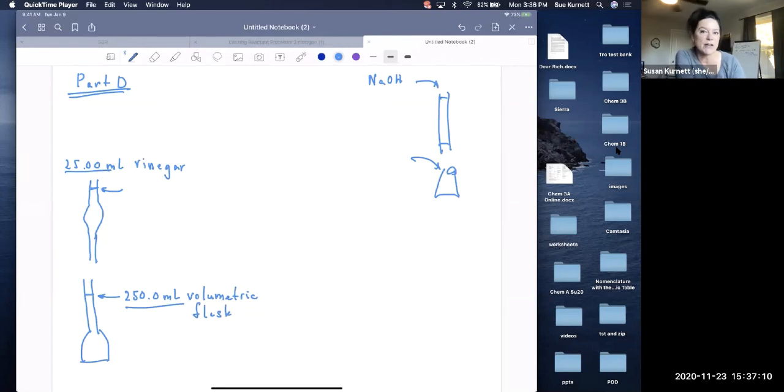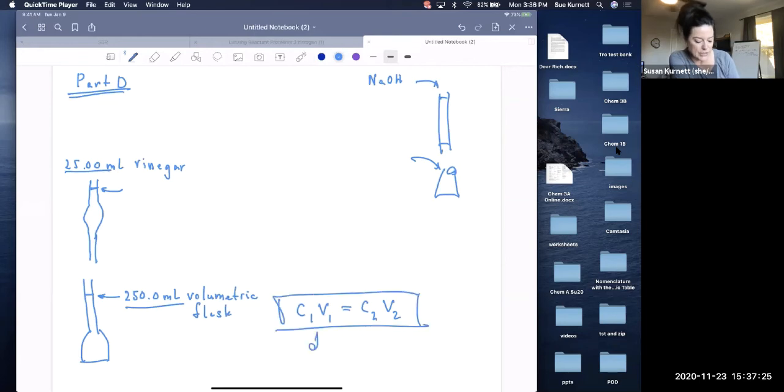Once we come up with our concentration of acetic acid at the end, we have to remember the vinegar was really 10 times stronger. And so that's the last step we do, where we take concentration 1 times volume 1 equals concentration 2 times volume 2. This is a dilution equation. And so that is in your write-up.